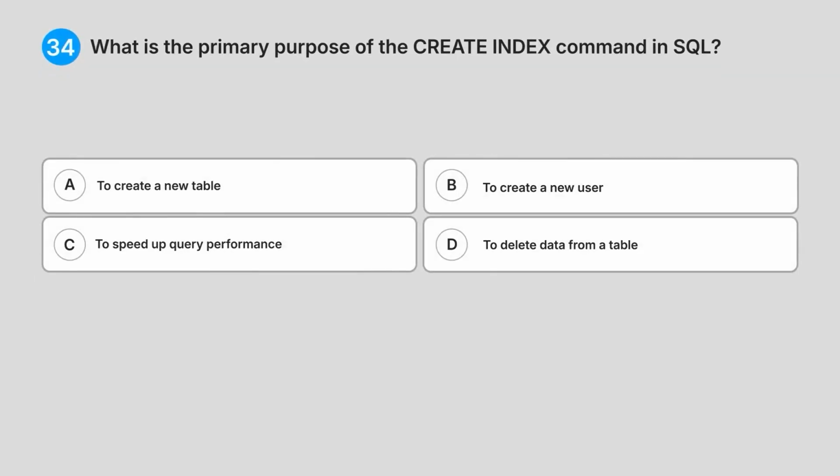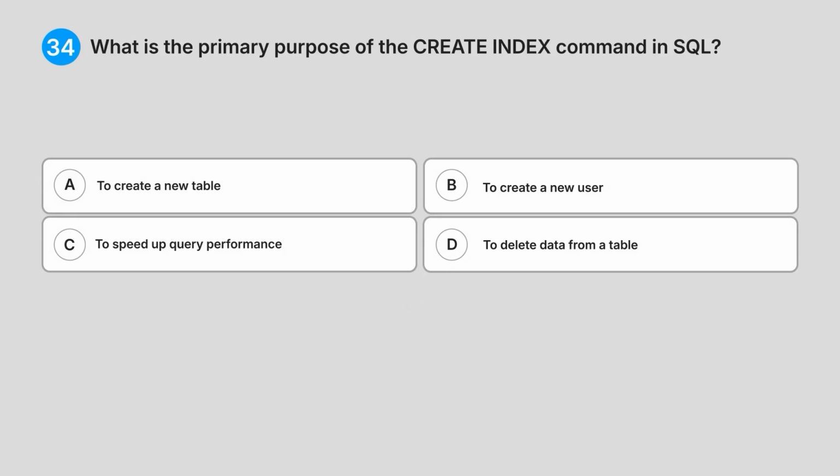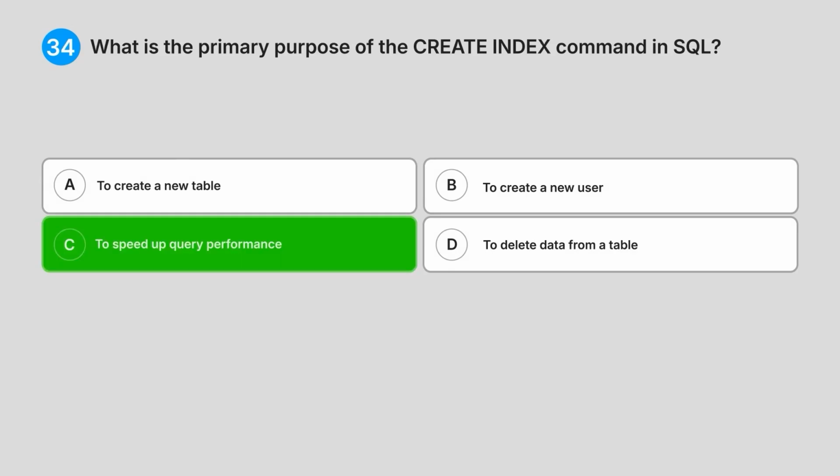34. What's the primary purpose of the create index command in SQL? A. To create a new table. B. To create a new user. C. To speed up query performance. D. To delete data from a table. Can you guess the answer? Correct answer, C. To speed up query performance.